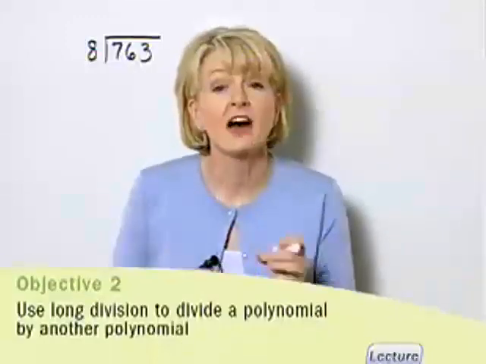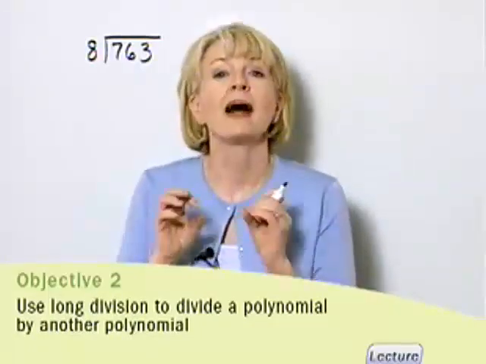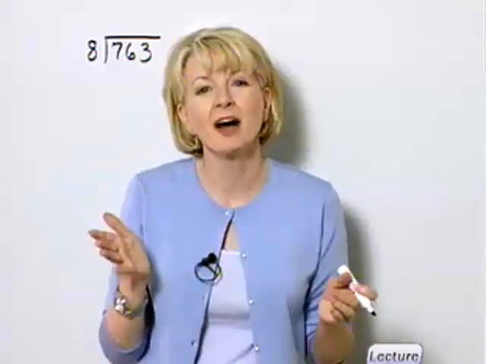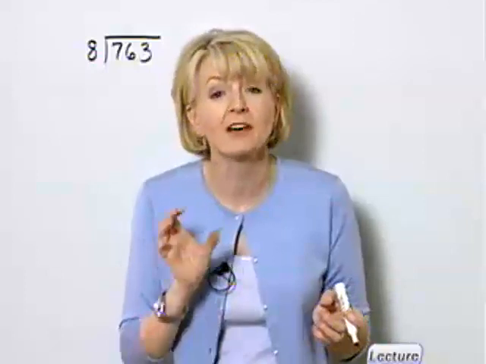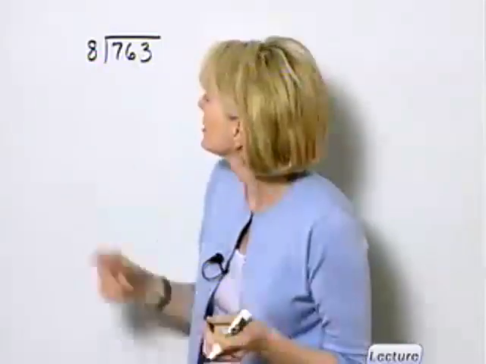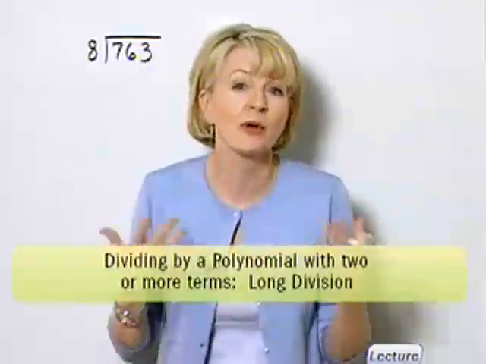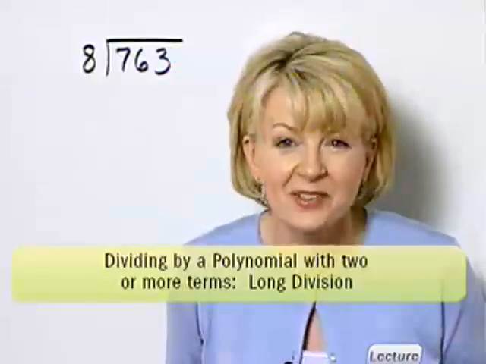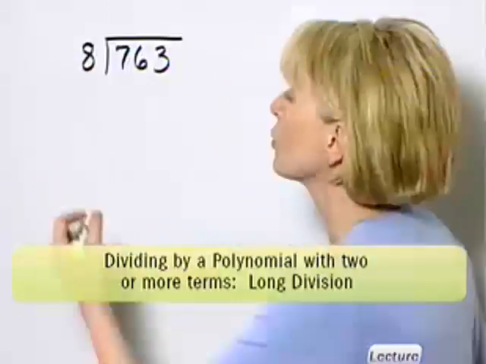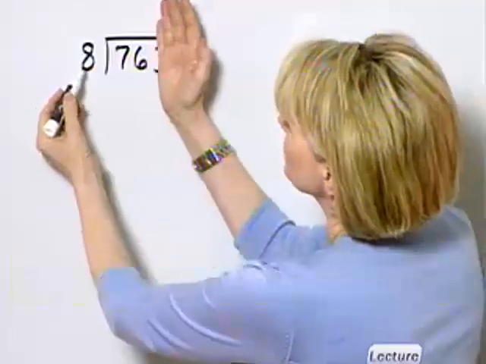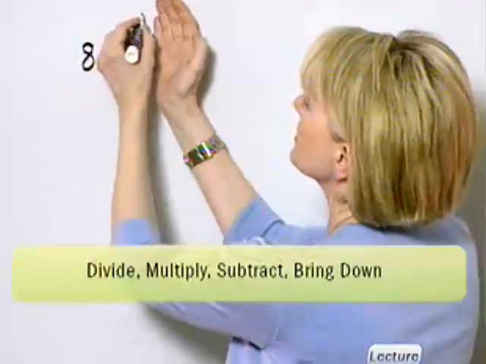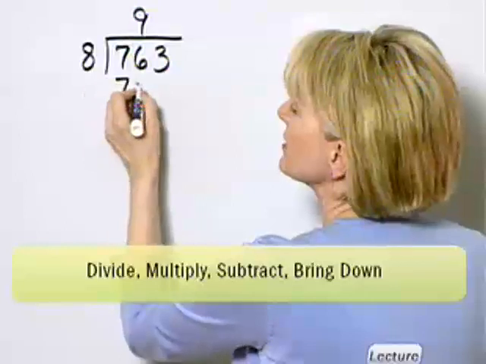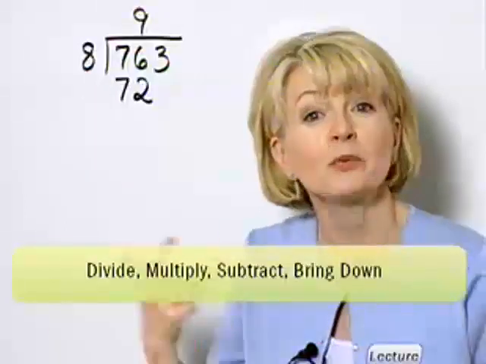Let's now talk about dividing a polynomial by a polynomial other than a monomial. So dividing a polynomial by a polynomial of 2 or more terms. To do that, let's see how we long divide. Let's recall that by dividing 8 into 763. How do we perform long division? Well, we say 8 divides into 76 9 times. 9 times 8 is 72, and then don't forget we subtract.